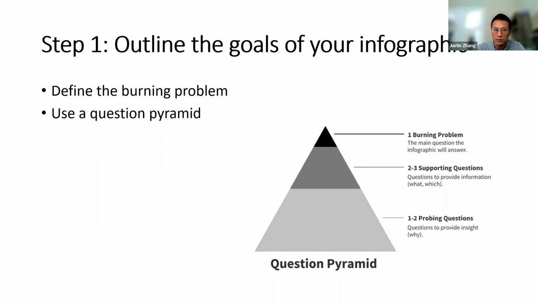This is actually probably one of the most important steps. You need to first define that burning problem to help you understand the purpose of the infographic. This is the question you want to answer in your infographic. You can start with a burning problem, which is the main question you want to answer, then expand it to some supporting questions, which provide additional information like what, which, how, and then followed up by some probing questions.